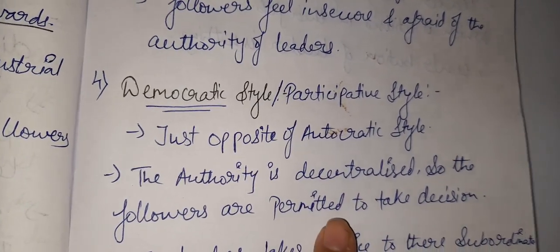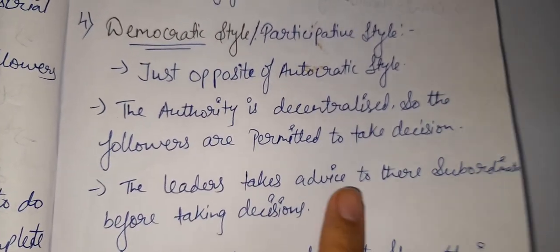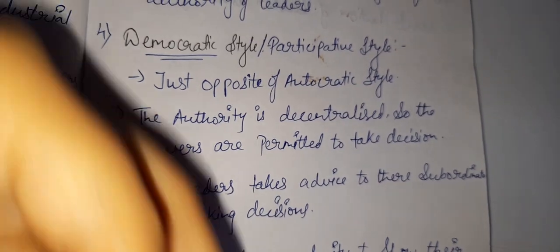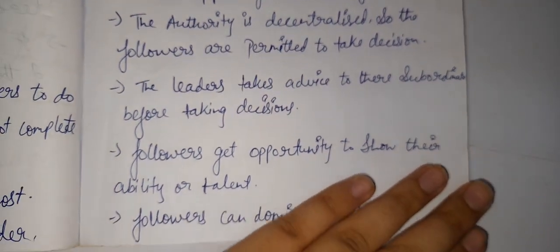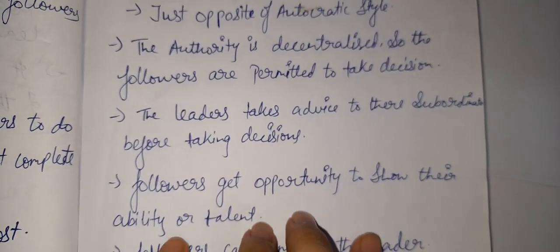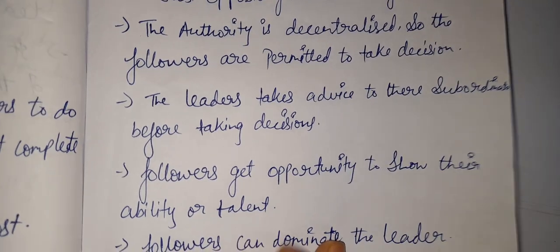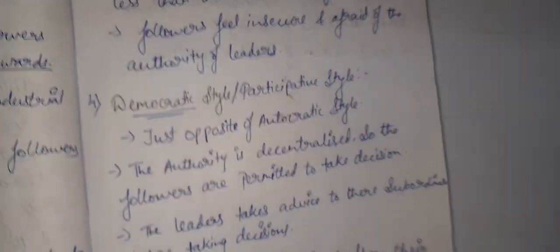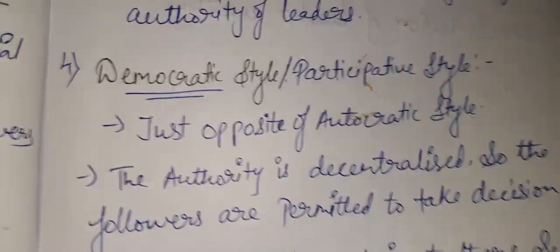So the followers are permitted to take their own decisions and work accordingly. And the leaders take advice from the subordinates before taking any decisions. Leaders discuss and take advice from their followers before taking any decisions, and followers get the opportunity to show their ability or talent in the business. Followers can dominate the leaders. It was democratic style, or participative style. Let's move on to the free reign style.